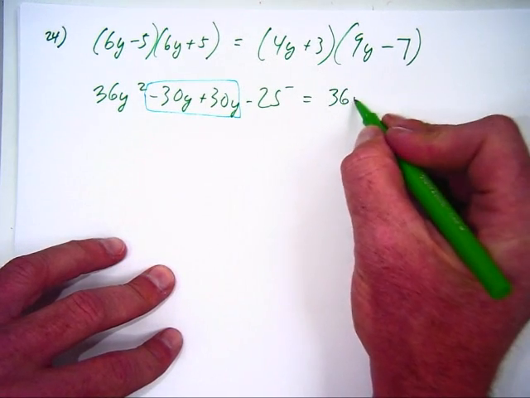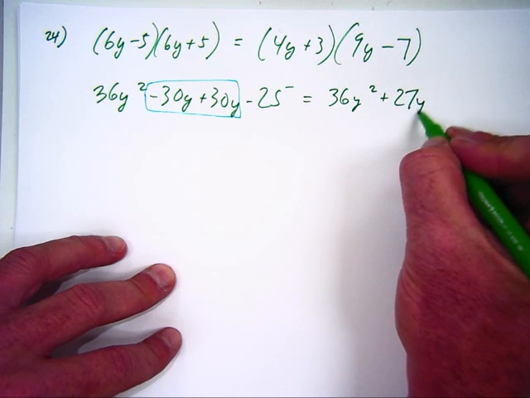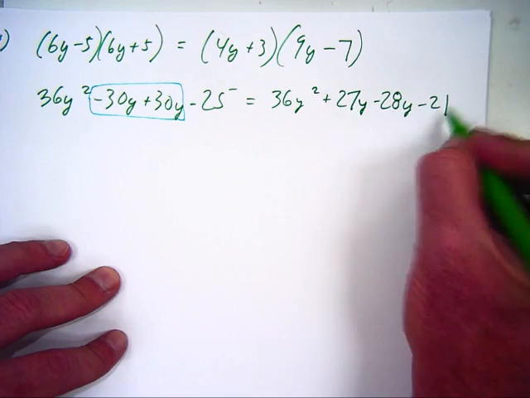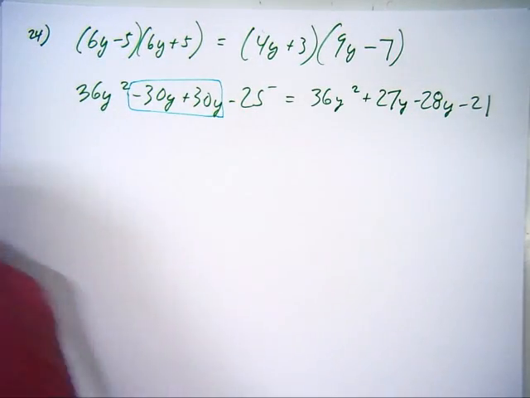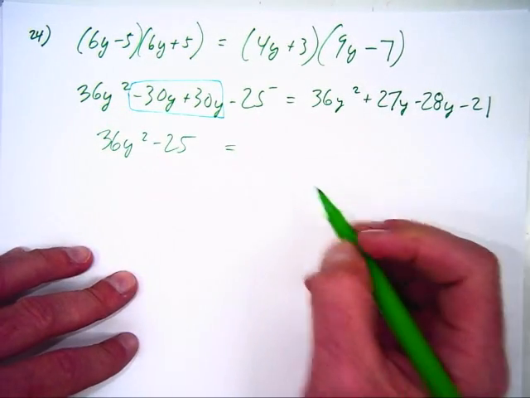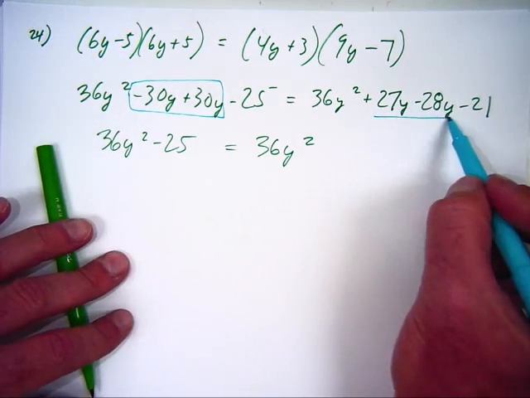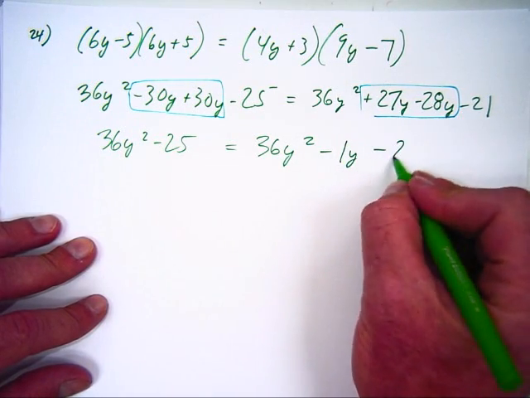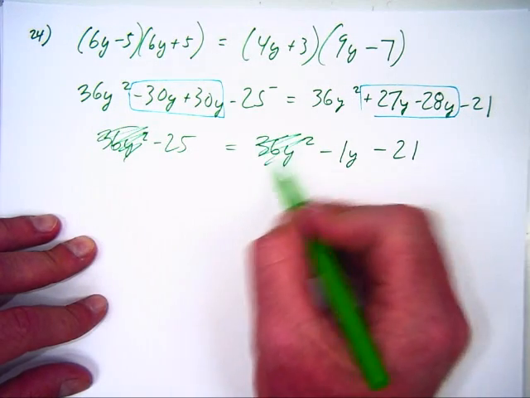Equals 36y squared plus 27y minus 28y minus 21. So if I combine these terms here, I end up with 36y squared minus 25, and that equals 36y squared. I'm going to combine these to negative 1y minus 21. 36y squared on both sides, we can get rid of it.